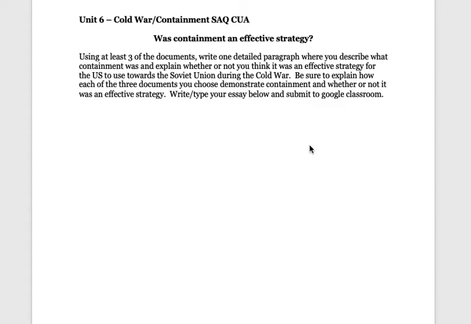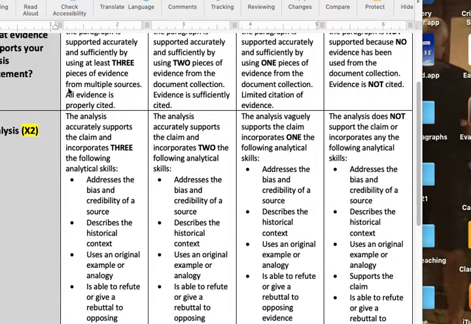A couple of them are going to be cartoons, maps, and there are some readings and some descriptions in there. Whichever learning style you prefer, I want to make sure that you understand what we're looking for: 3 documents, and was containment an effective strategy, are going to be the keys. So let's take a look at the rubric itself.